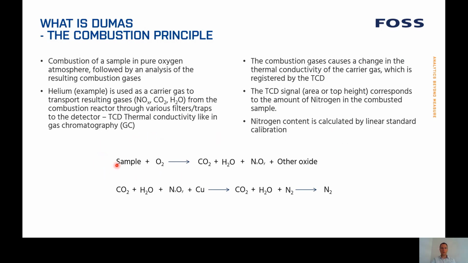The reaction here is that you have a sample and oxygen, and you combust it into these gases: CO2, water, and other oxides, NOx, which will be further reduced. This is the reduction column containing copper, which reduces them into elemental nitrogen that is measured by the TCD detector. Then you make a calibration curve, and on the basis of that the unknown sample can also be measured. There will be more later in the slides.